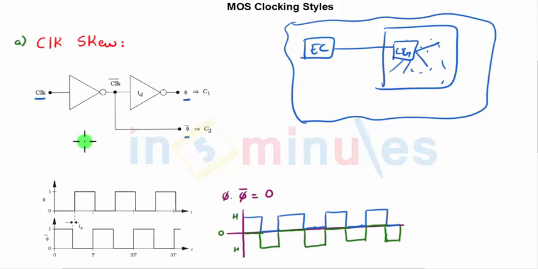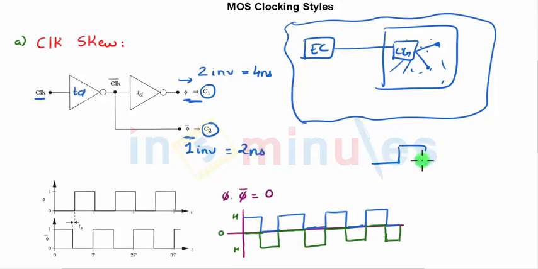So what I've done is I've just connected two inverters, correct? From the output of two inverters I get my phi, and from the output of one inverter I get my phi bar. Now I'm presuming that both phi and phi bar are going to drive equal load. Equal load means the same amount of capacitance they are going to drive. If that's the case, to produce phi I have two inverters, and to produce phi bar I have one inverter. Presuming that the delay of one inverter is 2 nanoseconds, this will be 4 nanoseconds and this will be 2 nanoseconds.